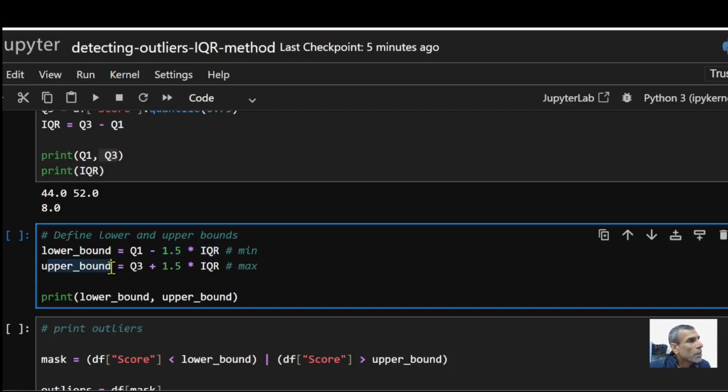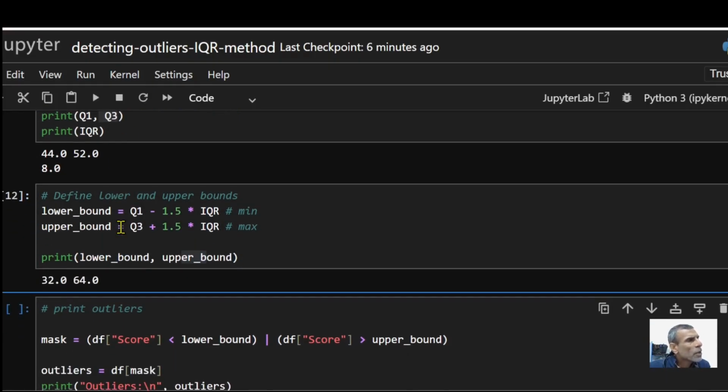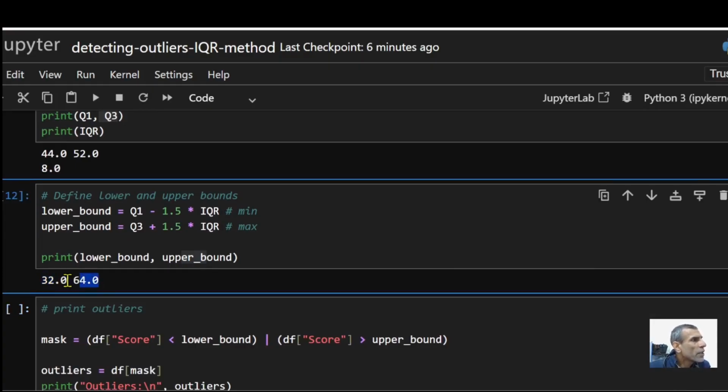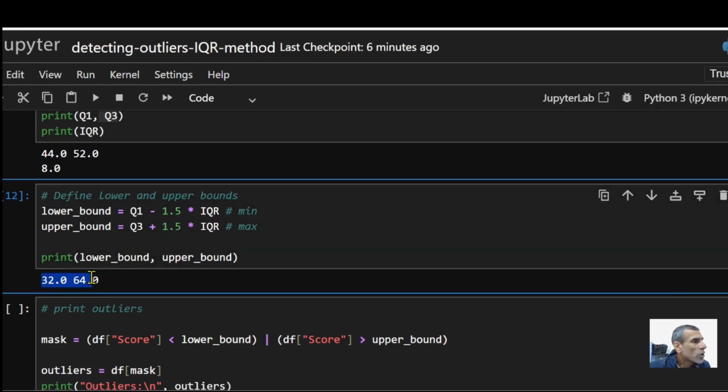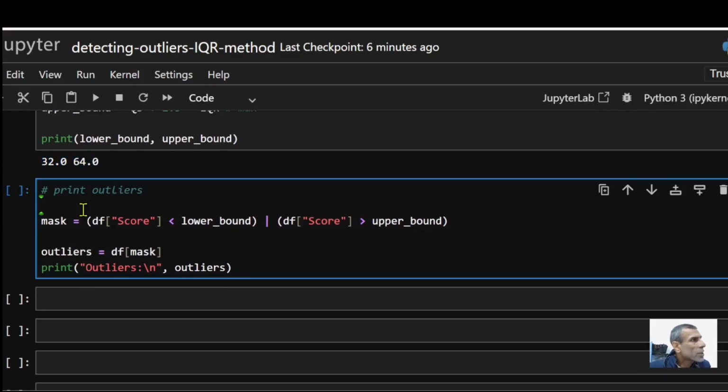Then I'm defining my upper bound. Upper bound is Q3 plus 1.5 times IQR. Then I'm printing my lower bound and upper bound just to see what they are. So any value that is outside this range, that is any value that is below 32, that's an outlier. Any value that is higher than 64, that is my outlier. Any score that is between 32 and 64, those are regular values. Those are not outliers.